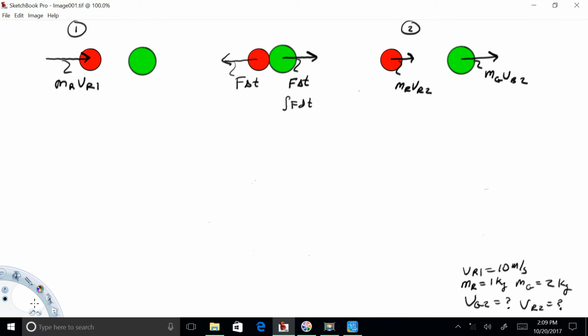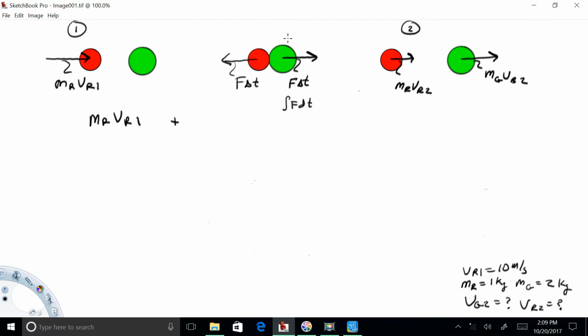Once you have your momentum diagram drawn, now we can go ahead and start writing equations. And once you get the pictures right, the equations just about write themselves. All the momentum in this picture, which is mr vr1, plus all of the impulse in this picture. Now, we have a plus F delta t to the right and a minus F delta t to the left.